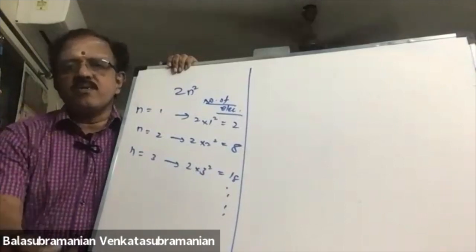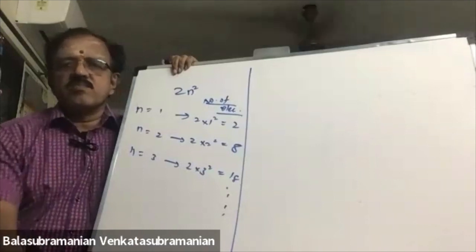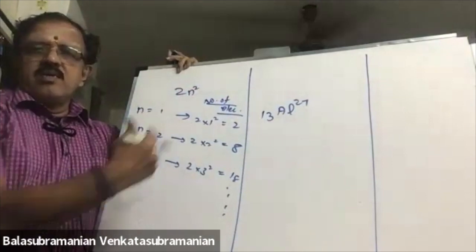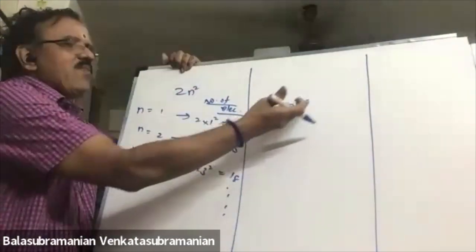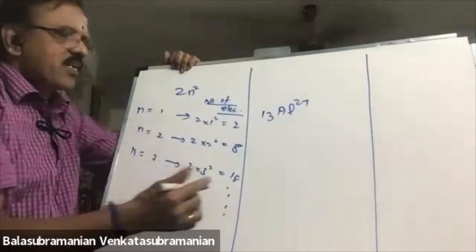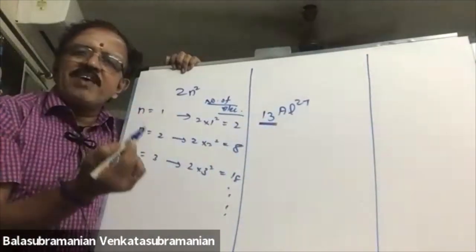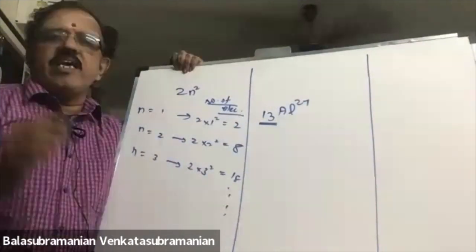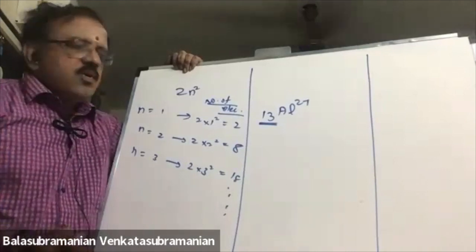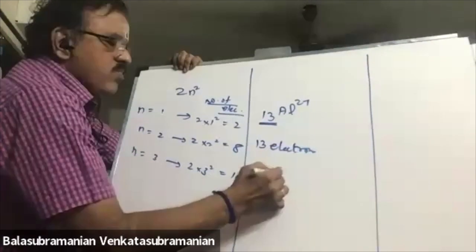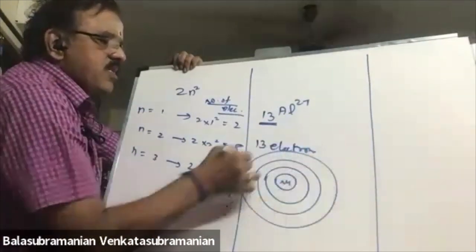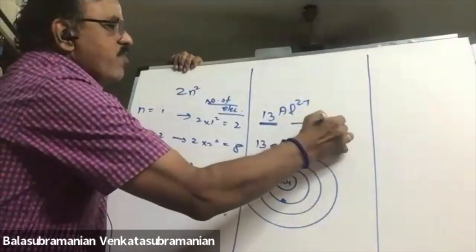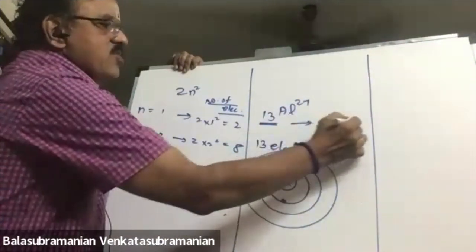Sir, give a specific example. That is called electronic configuration. Aluminium, 13Al27. What is this 13 and this 27, sir? We'll explain later. 13 is the number of protons, or the number of electrons. The atom is electrically neutral, so it has an equal number of protons and electrons: 13 electrons. Here is the nucleus, first orbit, second orbit, third orbit. First orbit, how many electrons? 2. So the electronic configuration is 2, 8, 3, totally 13 electrons.